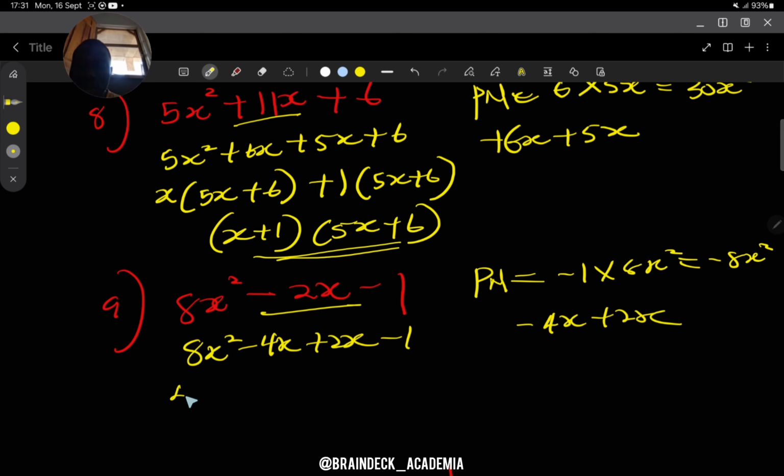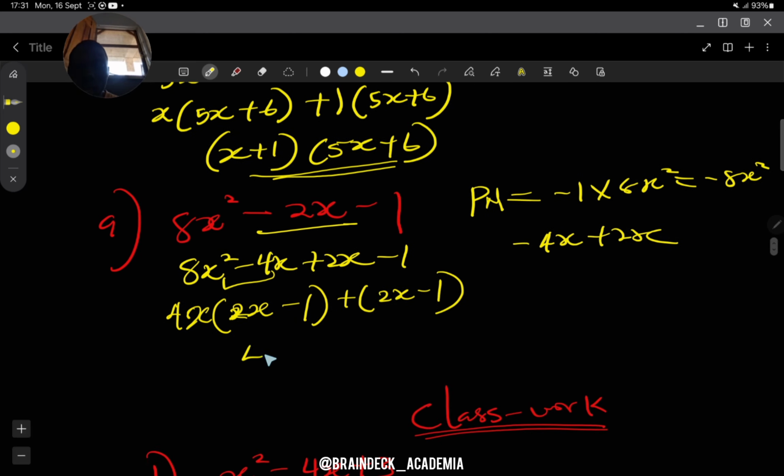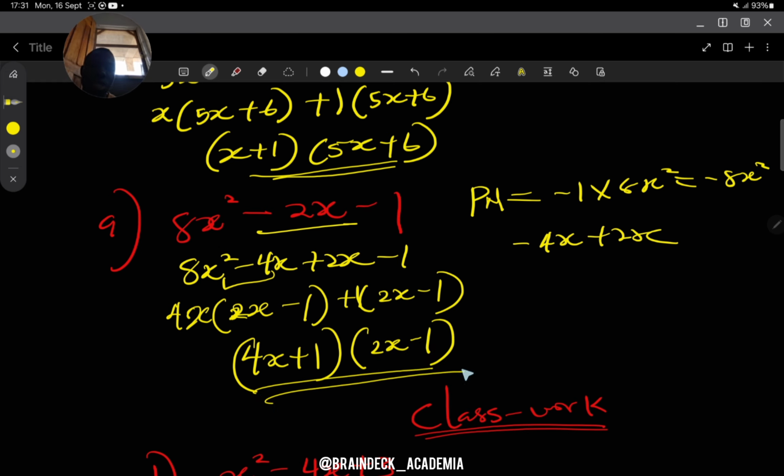That will now be 4x, factorizing 4x out of this place. I'm left with 2x minus 1. Factorizing 1 out of this place plus 1. That will be 2x minus 1. So my answer will now be 4x plus 1, the one outside, bracket 2x minus 1. It should be a plus 1 here, and that is your answer.